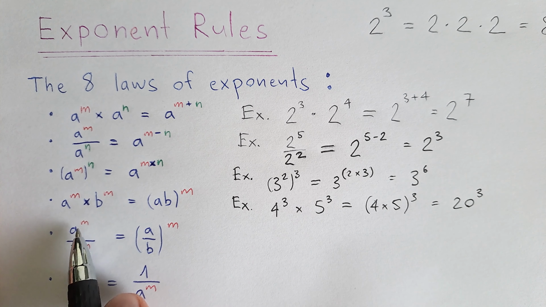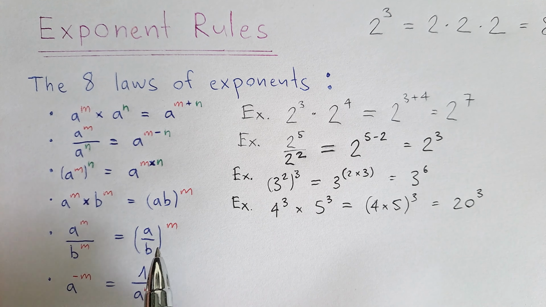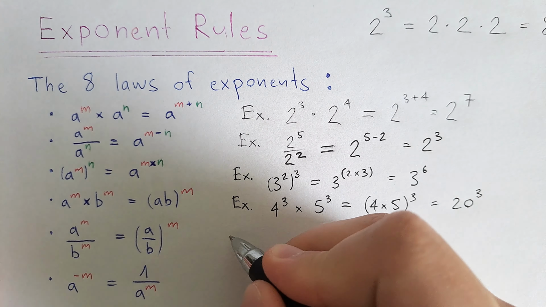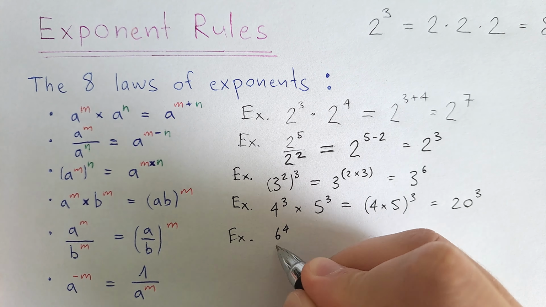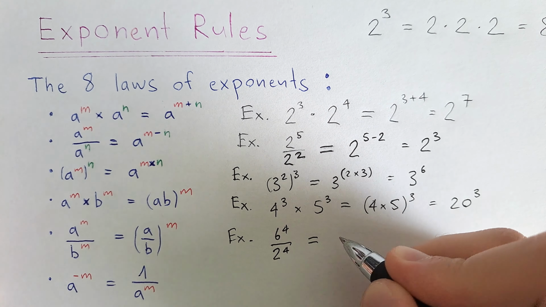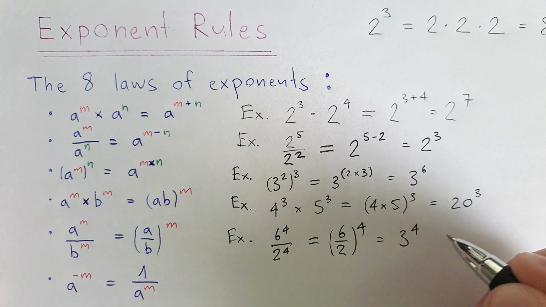Moving on, if you're dividing powers with the same exponent, it's all about dividing the bases. For instance, 6 to the power of 4 divided by 2 to the power of 4 becomes 6 divided by 2, all to the power of 4, resulting in 3 to the power of 4.